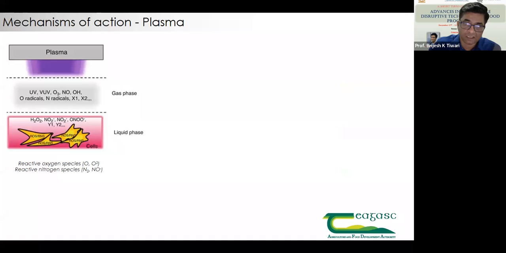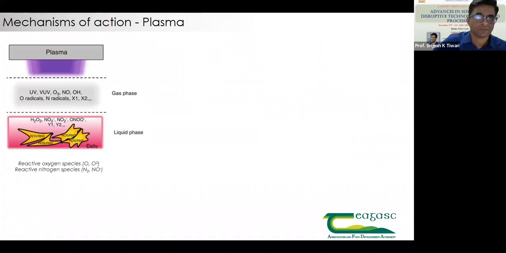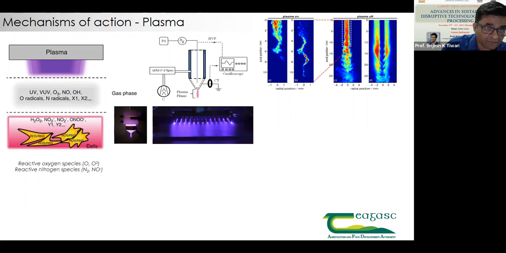Now, if you see the mechanism again here, I'll start bit by bit. If you see the gas phase, with the plasma, we have ozone, NO, OH, O radicals, N radicals, and numerous other combinations. And in the liquid phase, we also have reactive oxygen species, reactive nitrogen species, and all these species impact the cells.